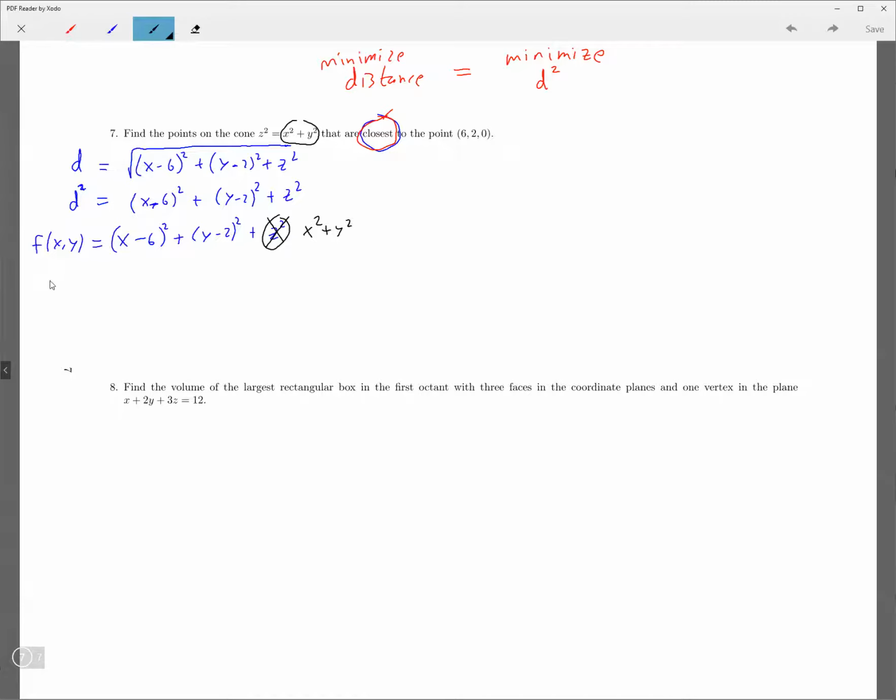Do we start taking the derivatives? Yes, the partials. So the partial with respect to x is 2 times (x minus 6) plus 2x. Oh yeah, plus 2x, oops. So that simplifies down to 4x minus 12. And if you set that equal to 0, you get 3. Okay, so x has to be 3. Wait a minute, really?